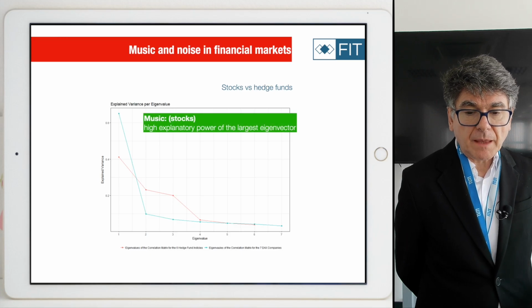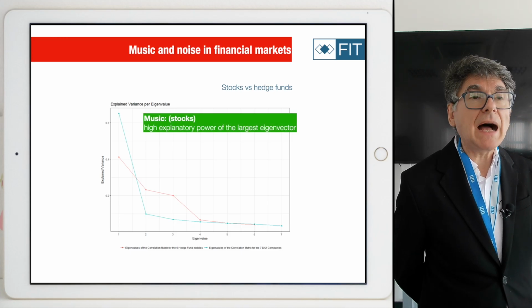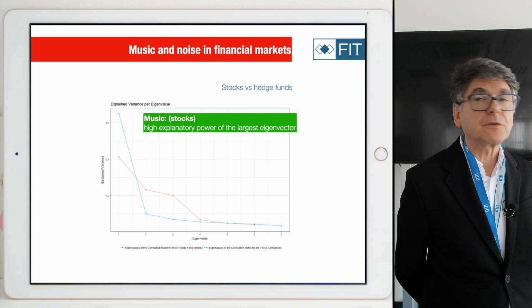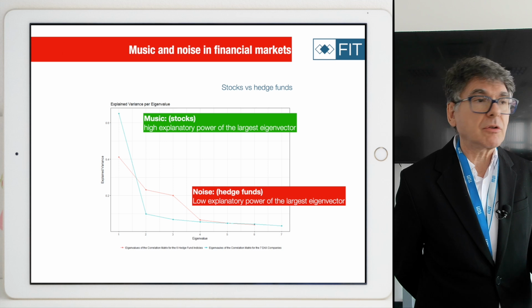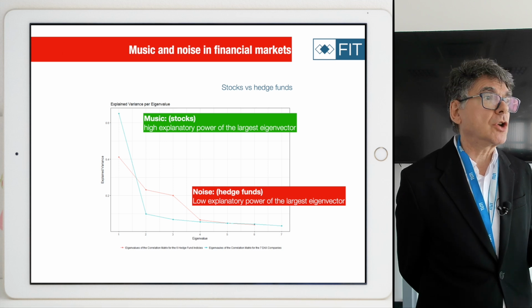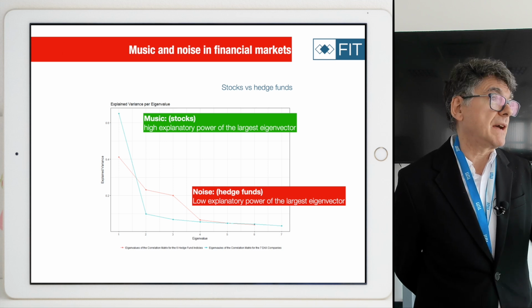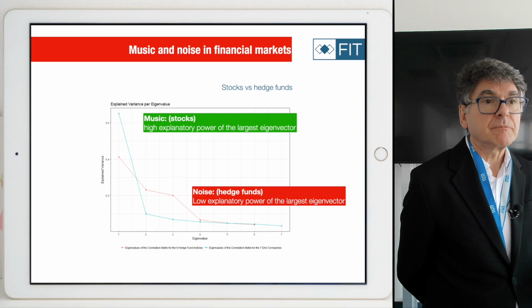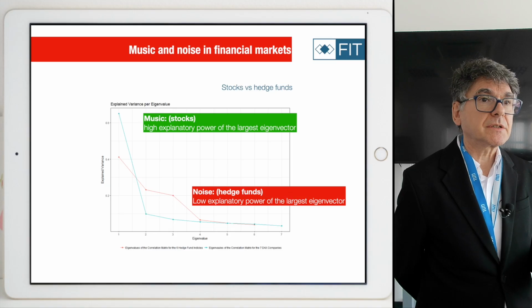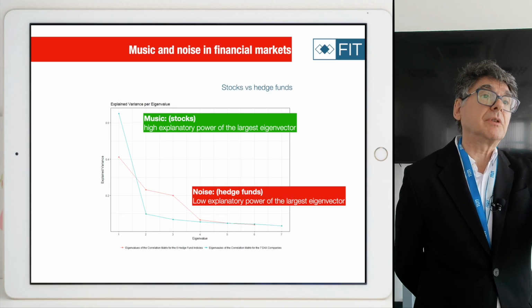So music corresponds to high explanatory power of the first components, and noise is low explanatory power. Yesterday you worked with stocks, which have high explanatory power, so a lot of music in the first principal component. And today you work with hedge funds that have low explanatory power. That's what you're doing, by the way.